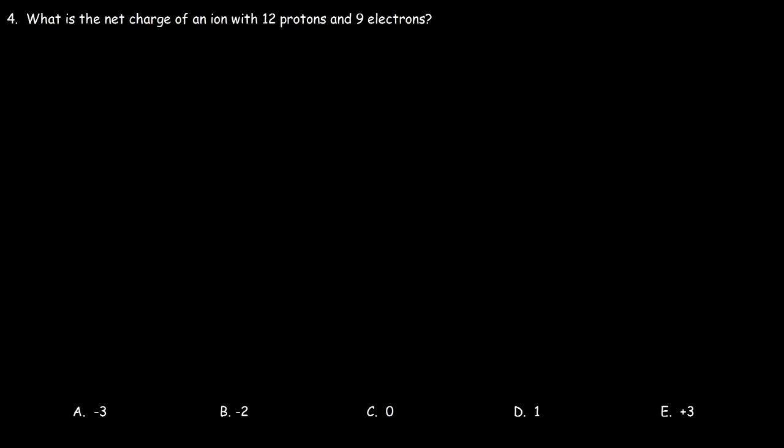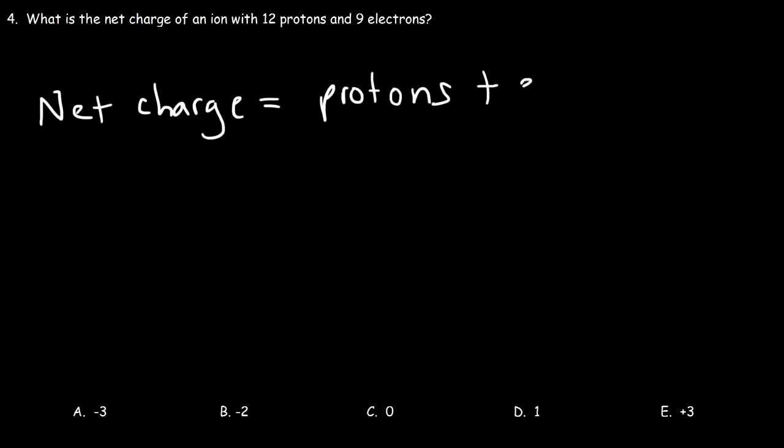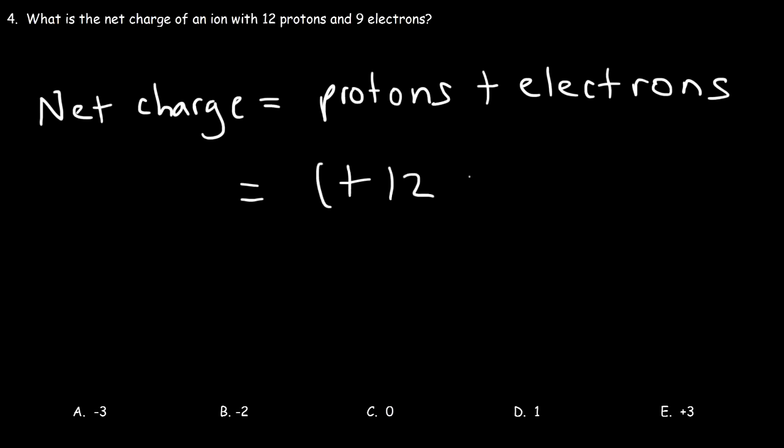Number 4. What is the net charge of an ion with 12 protons and 9 electrons? To calculate the net charge, it's simply equal to the sum of the charges of the protons and the electrons. Just keep in mind, a proton bears a positive charge and an electron bears a negative charge. So we have 12 protons, each with a charge of plus 1. So it's going to be plus 12. And we have 9 electrons, so it's going to be plus negative 9. Therefore, the net charge of this ion is going to be positive 3.